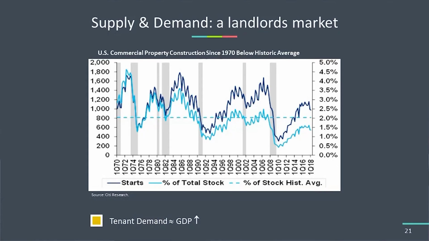On the supply side, which is more within the control of the real estate industry, this chart highlights the amount of commercial property construction, that is supply, that's taken place in the US since 1970. And you can see supply today, in the lighter coloured line, is a proportion of total stock. The harder, darker line is the absolute volume of stock. You can see that supply is remaining reasonably subdued.